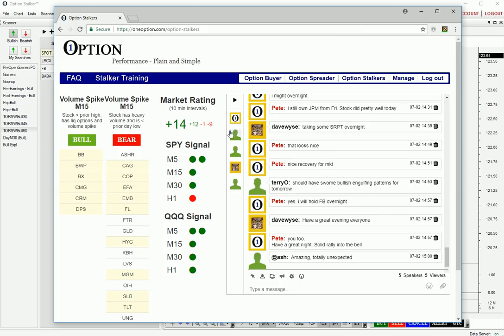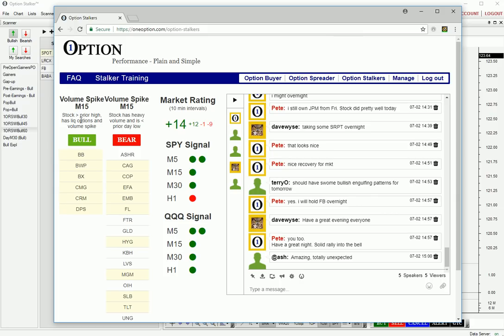I have proprietary indicators. This is my market rating. We watch this very closely because it is predictive. It is not reactive. We could see how in the last hour of trading it continued to improve. These are the trade signals on SPY for a 5-minute, 15-minute, 30-minute, and 1-hour basis. You can see everything was lining up to be extremely bullish. So we were ahead of the curve when the market rebounded.